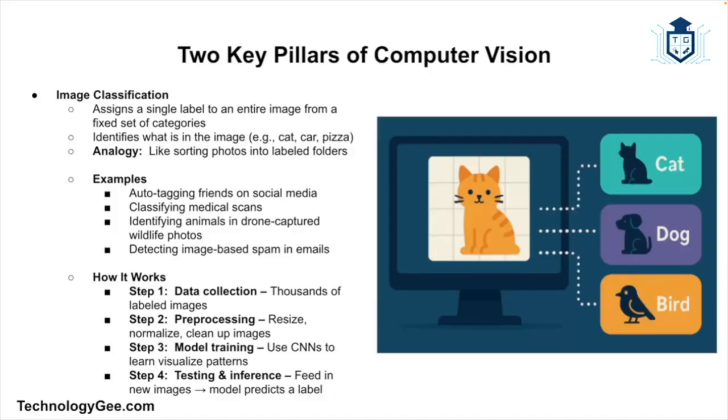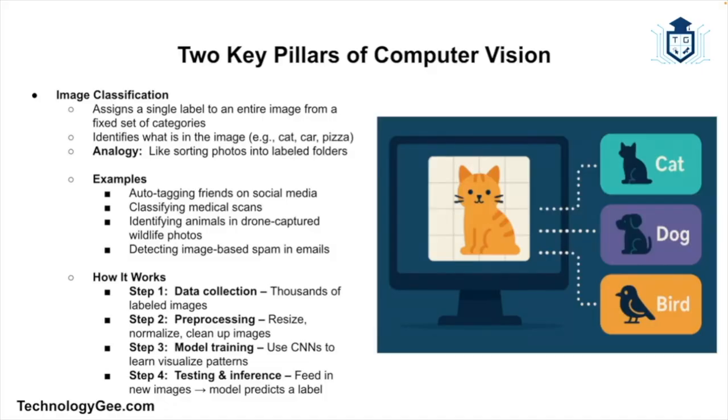So let's talk about image classification first. So imagine that you give AI a photo and then you ask it, what is in this image? If the AI responds with just one label, like dog or pizza, then that's image classification. And if you want a formal definition, well, image classification, this is the process of assigning a label to an image from a fixed set of categories. So think of it like sorting pictures into folders. All the cat pics will go into the cat folder, all the car pics go into the car folder, and all the pizza pics will go into the pizza folder.